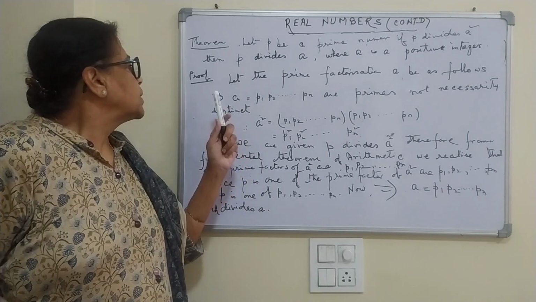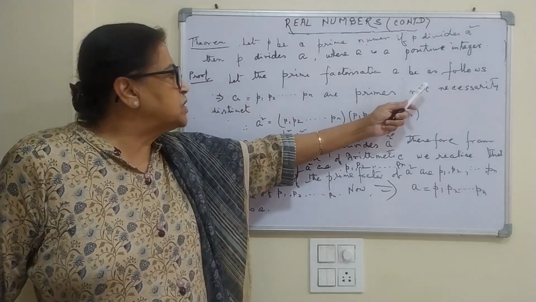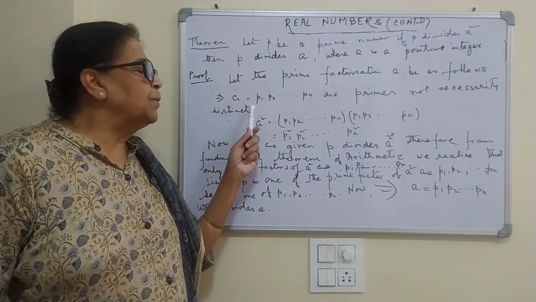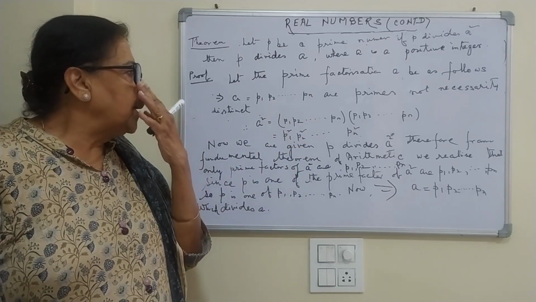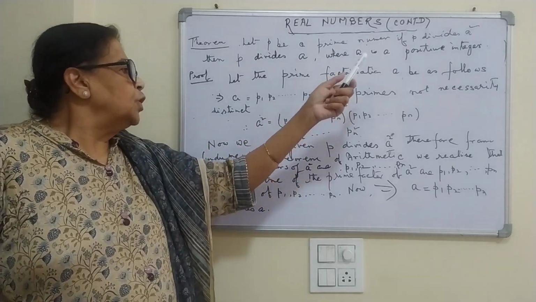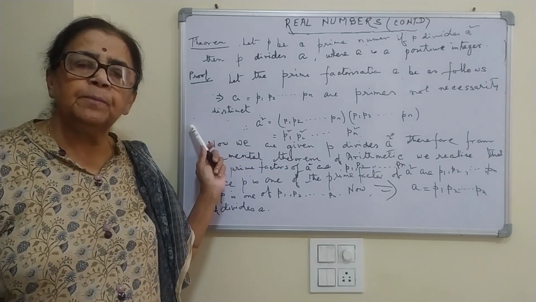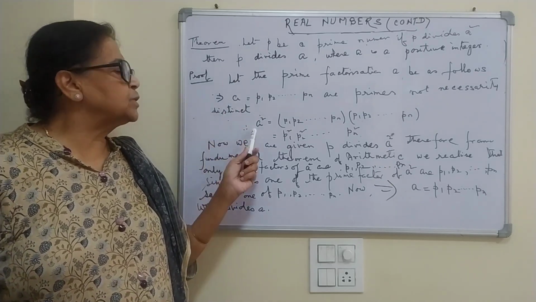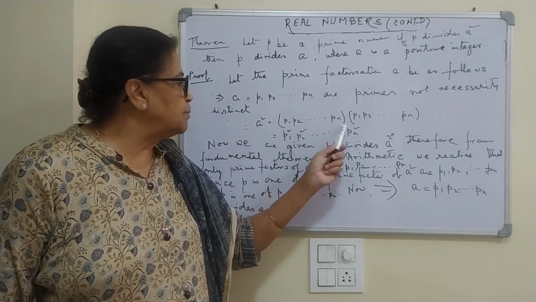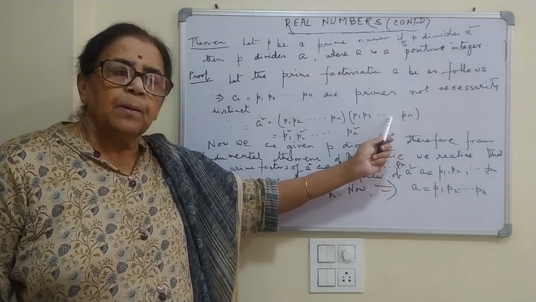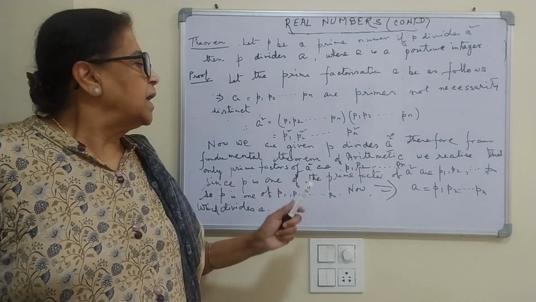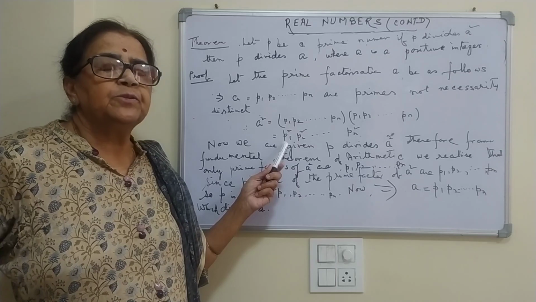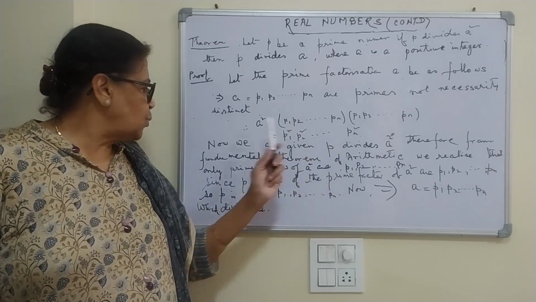Understood? Proof. Let the prime factorization of A be as follows: A is equal to P1, P2, up to Pn, which are primes, not necessarily distinct. What do you mean by distinct? Distinct means they are different. They are not necessarily different. So therefore A square we write: the square means twice, multiply this by this, P1, P2, P3 up to Pn into P1, P2, P3 up to Pn. When we multiply, we get P1 square, P2 square, up to Pn square.